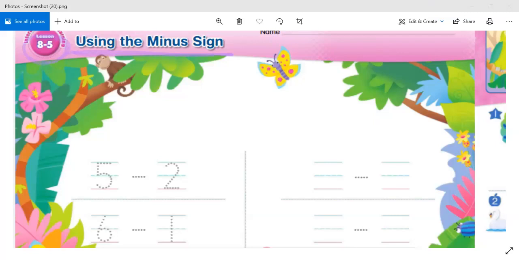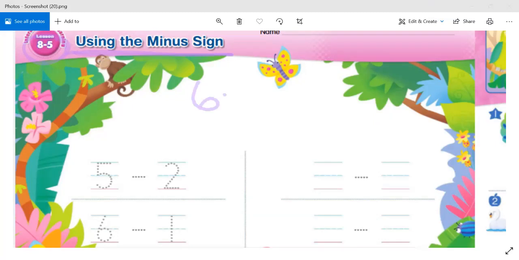You've already learned how to act out number stories about separating a part from a group. Today, you will learn how to use a math sign to show the separation of a part from a group. So when we take away objects from a group, you subtract.